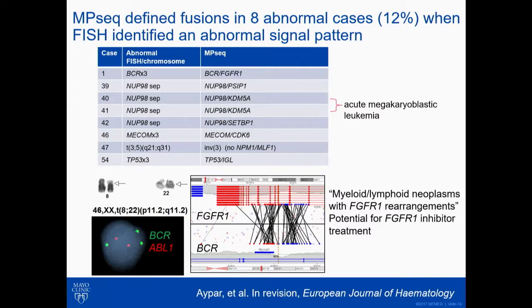We have a NUP98 break-apart FISH probe. However, mate pair sequencing was necessary to fully characterize the partner gene for those NUP98 cases, and we had 2 that were NUP98-KDM5A for acute megakaryoblastic leukemia.